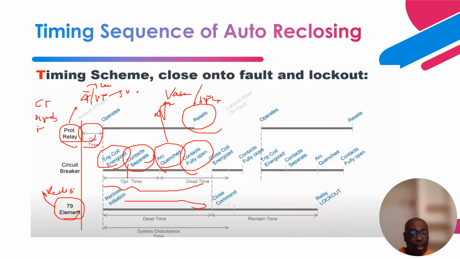After this period of time, next is to close coil energize, right? So it issues a command for a close coil to get energized, to close back the contacts of the breaker, right?